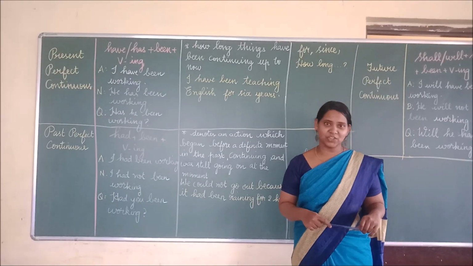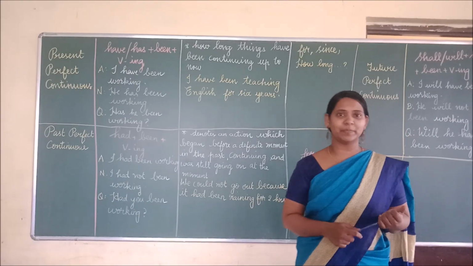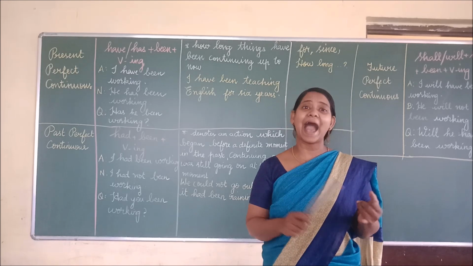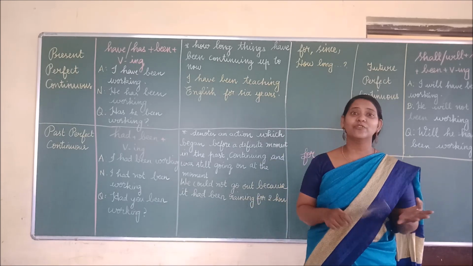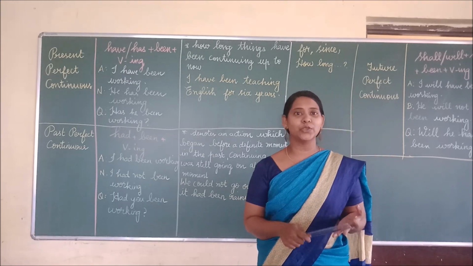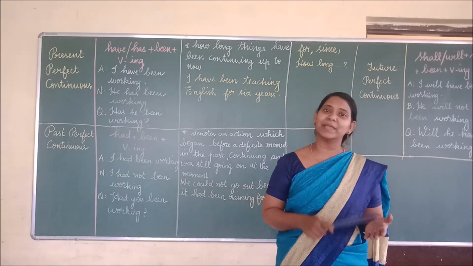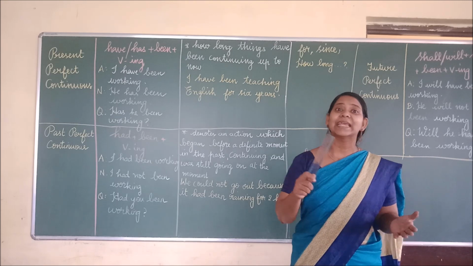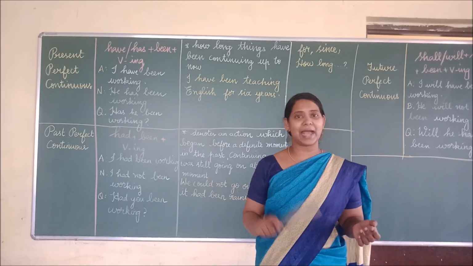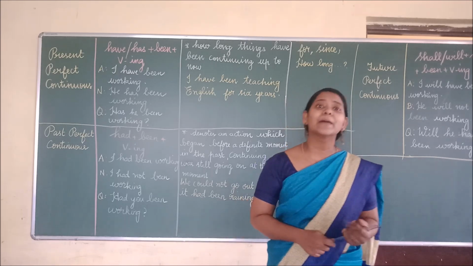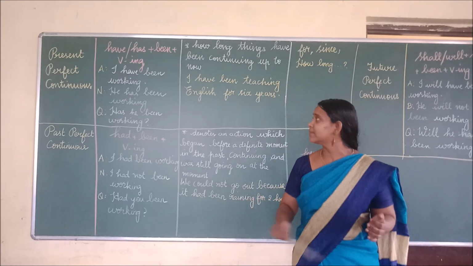Present perfect continuous tense. What is the verb form of present perfect continuous tense? Have or has plus been plus verb ing. For I, we, you, they, have plus been plus verb ing. He, she, it, has plus been plus verb ing. When do we use present perfect continuous tense?